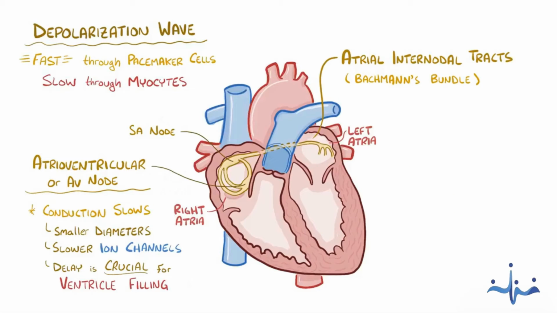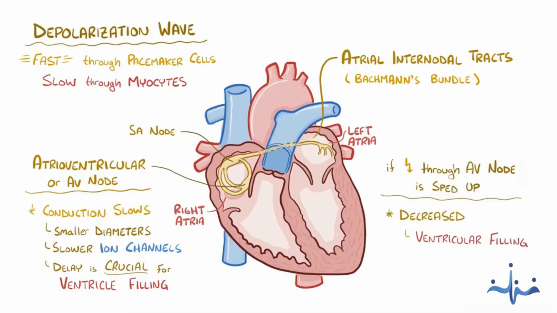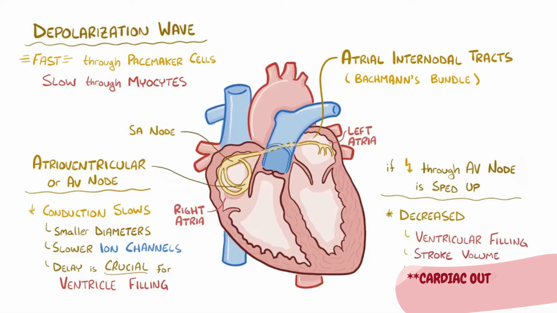So let's say that for some reason the conduction through the AV node is sped up. Well, in that situation, there's less time for ventricular filling, and so there'd be a decrease in stroke volume and cardiac output.